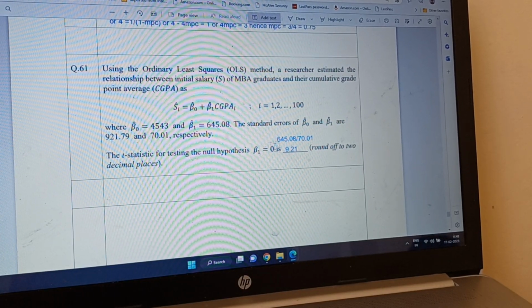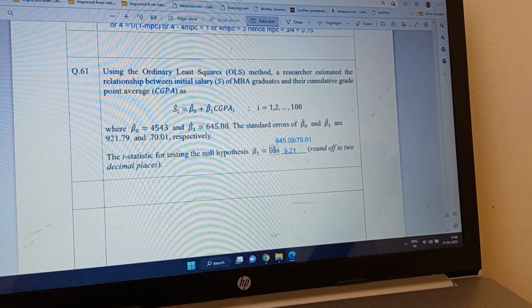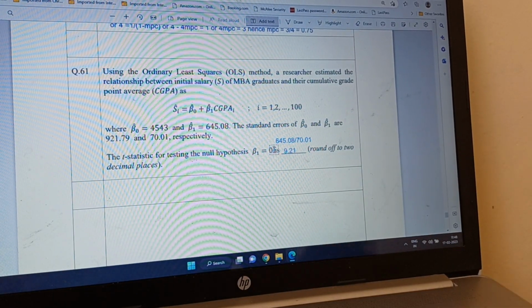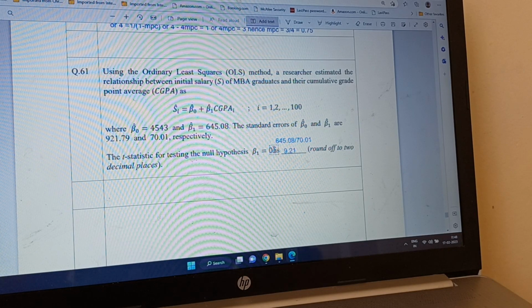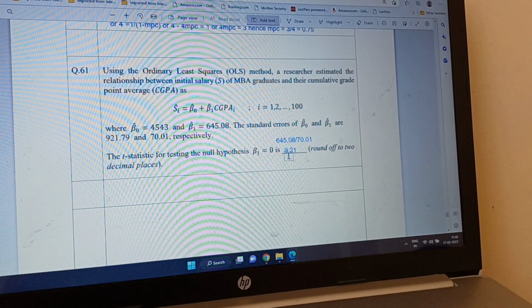Rounded off to 2 decimal places, maybe it will be 9.20 or something like that. I don't know what those guys will expect in GATE. You know better than me. So this will be the T value.